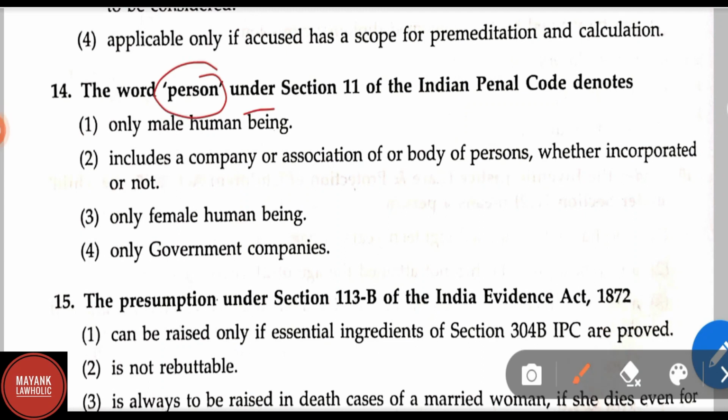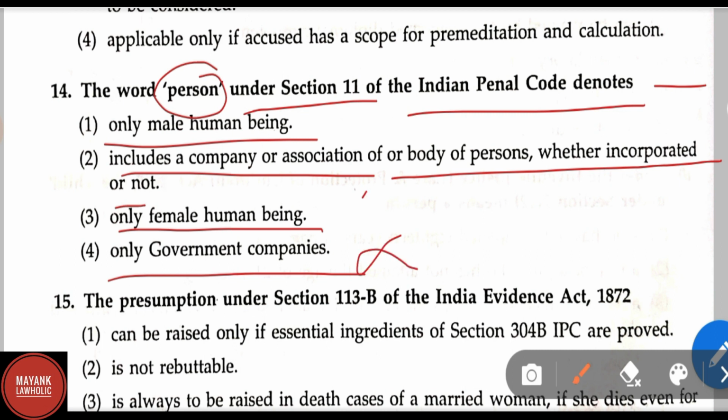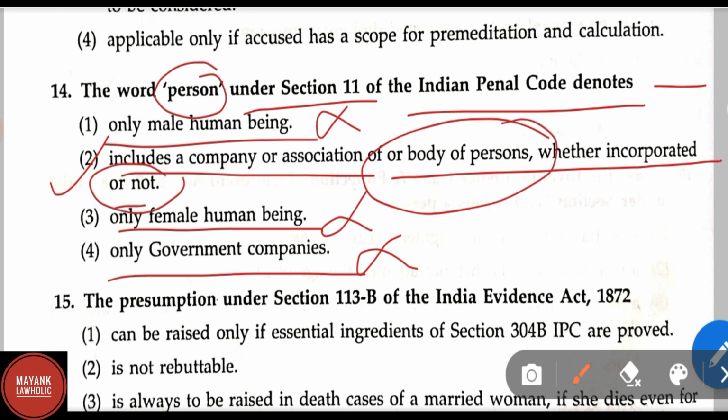The word person under Section 11 of IPC denotes, very easy question. Option 1, only male human being. Option 2, includes a company or association or a body of persons whether incorporated or not. Option 3, only female human being, and option D, only government companies. Government companies cannot be. Female human being alone cannot be, that is also not possible. Male human being, when female is not included, how can male be? So all the other options are wrong. Option 2 is correct: includes a company or association or a body of persons whether incorporated or not.